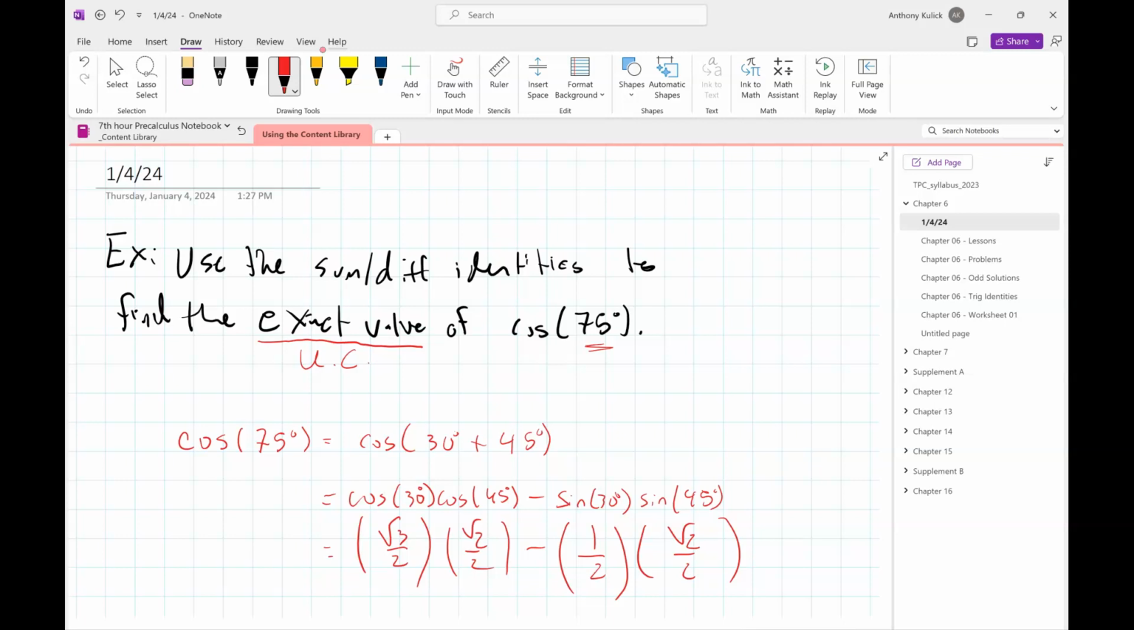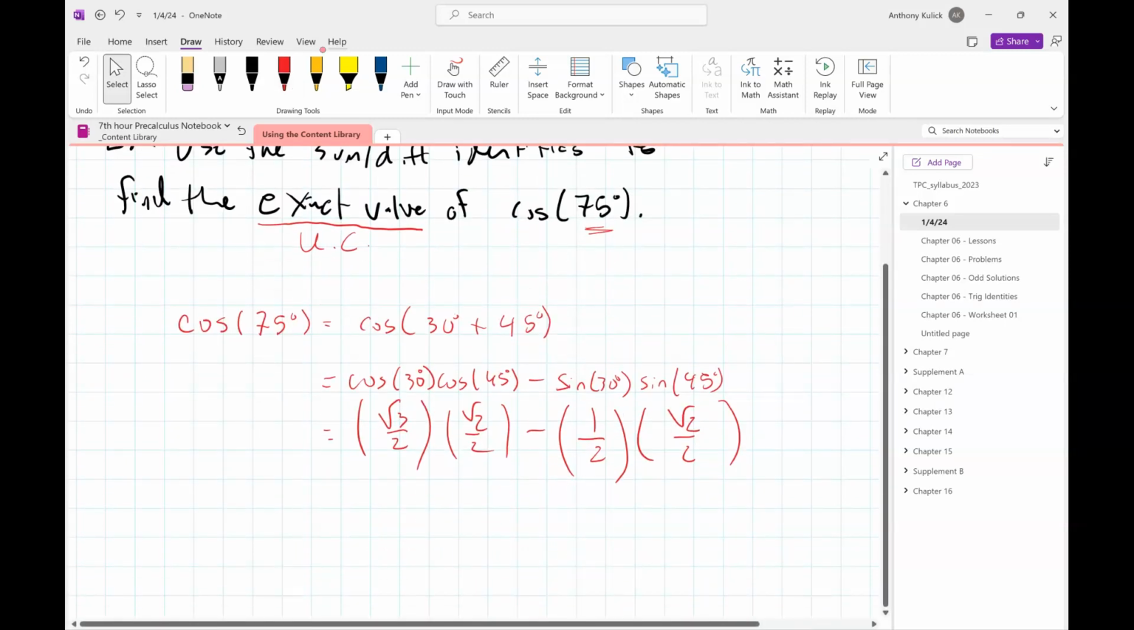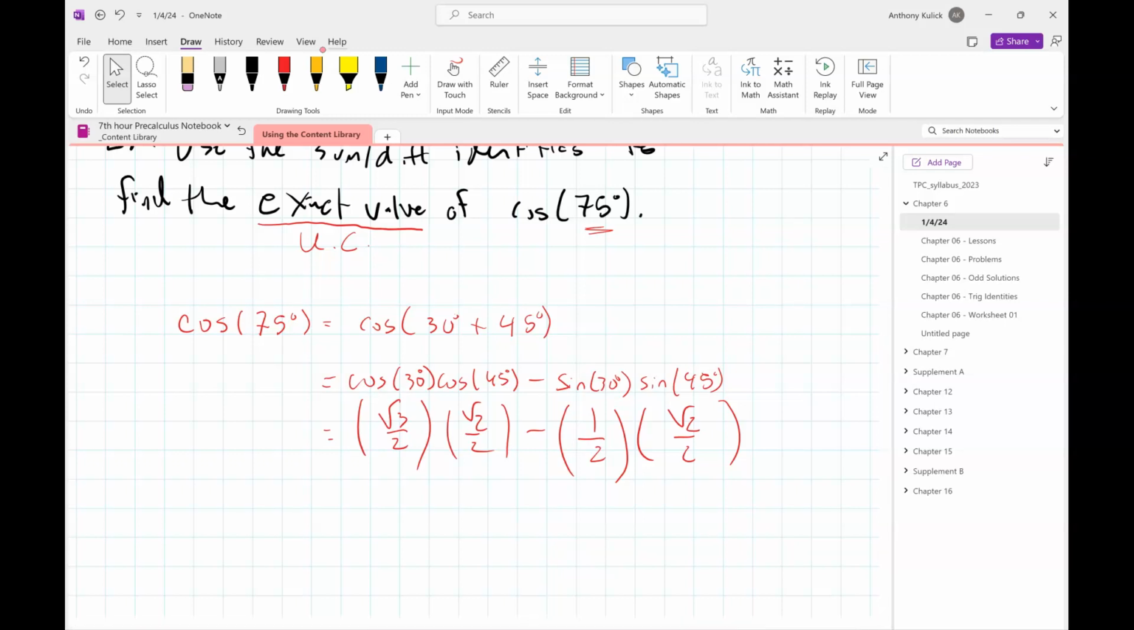So far, so good? Not a big deal yet, right? Nothing too difficult. Now what I need to do is simplify this expression. So I see two operations going on. I see multiplication, I see subtraction. Which one do I have to do first?